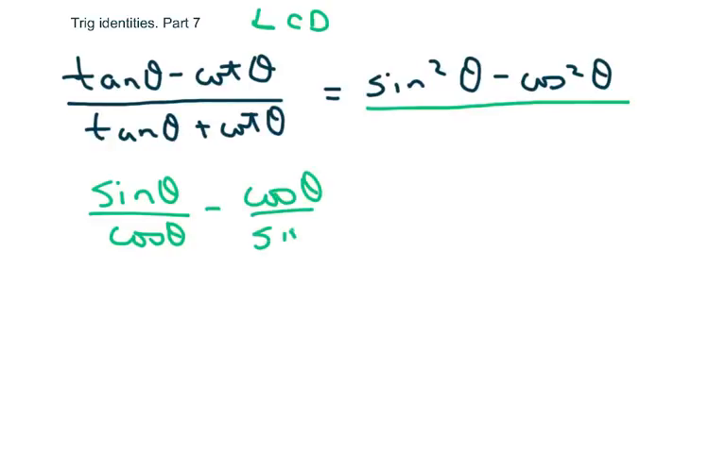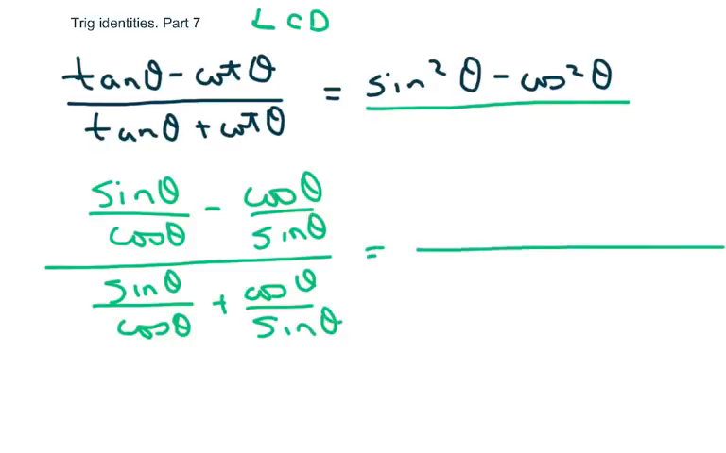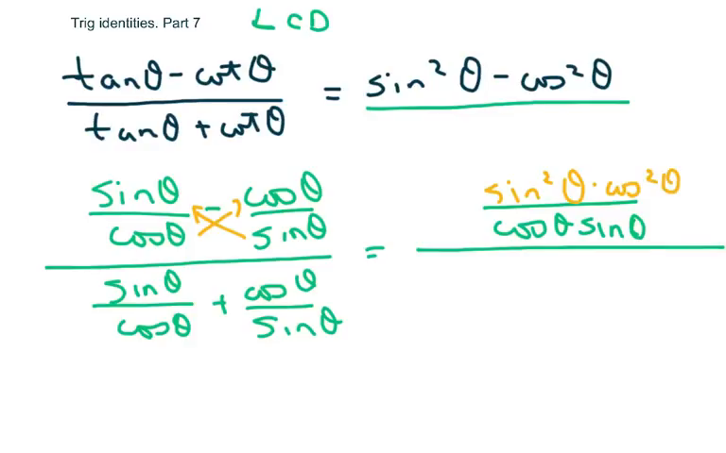And if you notice, the numerator and the denominator are the same, except for the plus and the minus. So I can easily copy this. Alright, now my common denominator for the numerator is cosine times sine. And all you're going to do here is cross. So you're going to get sine squared minus cosine squared.